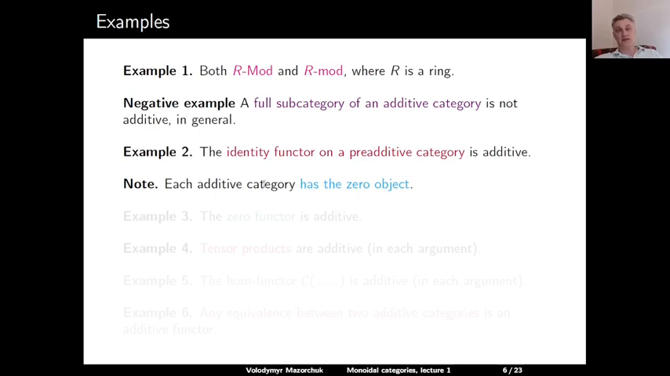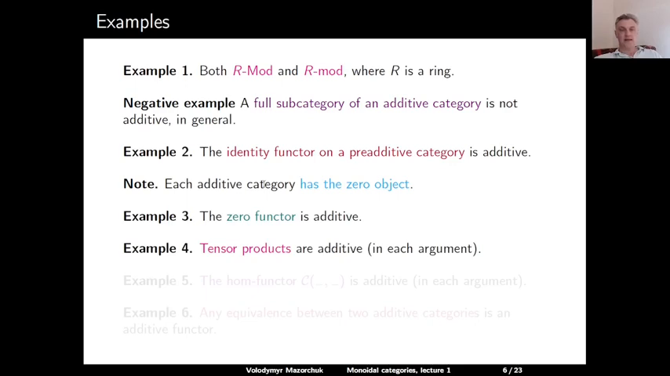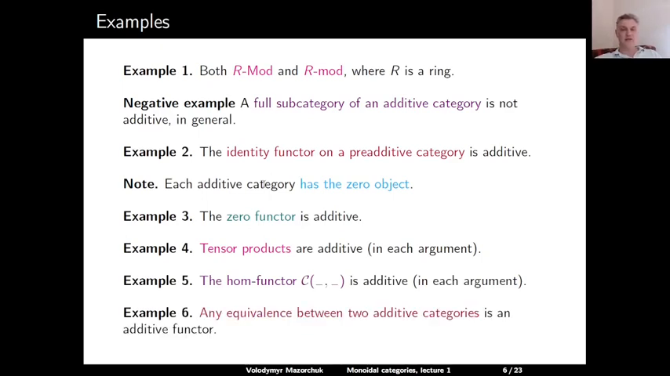And so we can define the zero functor from any additive category to another additive category, which sends all objects of the domain to the zero object of the target category. This zero functor is also additive. Next example: tensor products are additive in each argument. And the Hom functor is also additive in each argument. More generally, any equivalence between two additive categories is an additive functor. Again, this is a fun exercise to realize why.